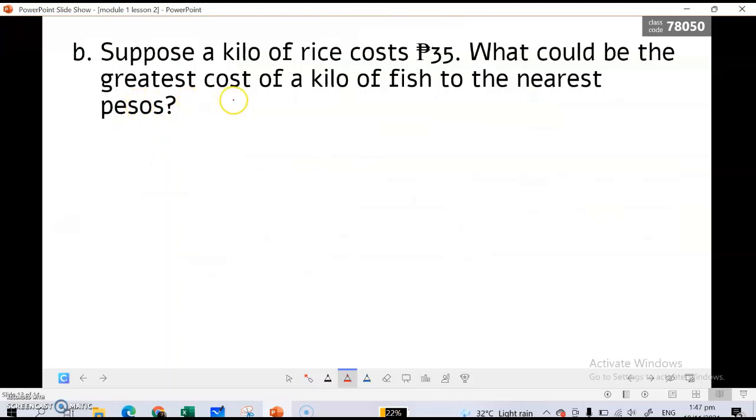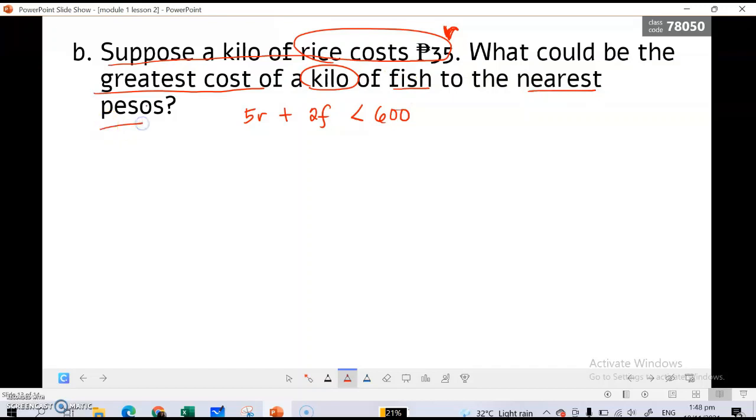Okay, so isulat natin yung inequality kanina ha. 5R plus 2F is less than 600. Nakalagay dito, suppose a kilo of rice cost 35. Presyo per kilo 35. Ang mura, no? Okay, so that is our R. R is equal to 35. What could be the greatest cost of a kilo of fish to the nearest pesos?